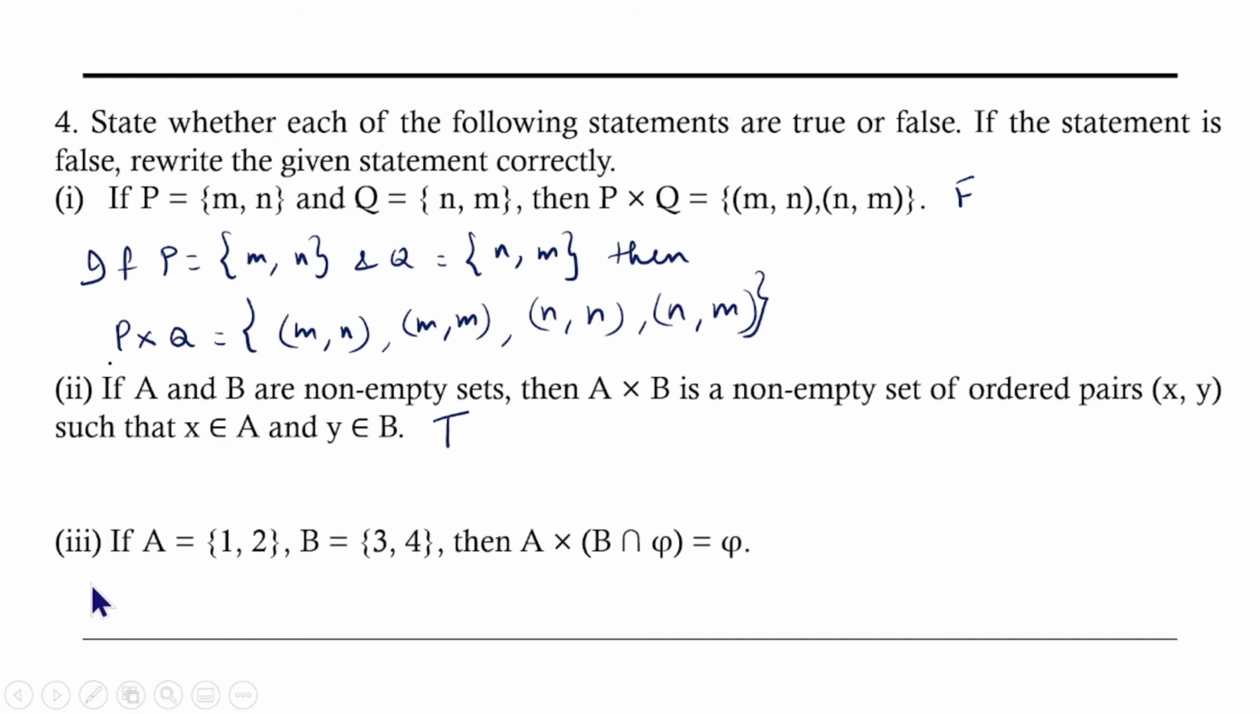Then the third subdivision: if A = {1, 2} and B = {3, 4}, then A cross (B intersection phi) = phi. So we have to see whether this is true or not. Now we know B intersection phi is equal to phi. And we already saw under the note for Cartesian products that the cross product of any set with an empty set is an empty set. So this is again true.